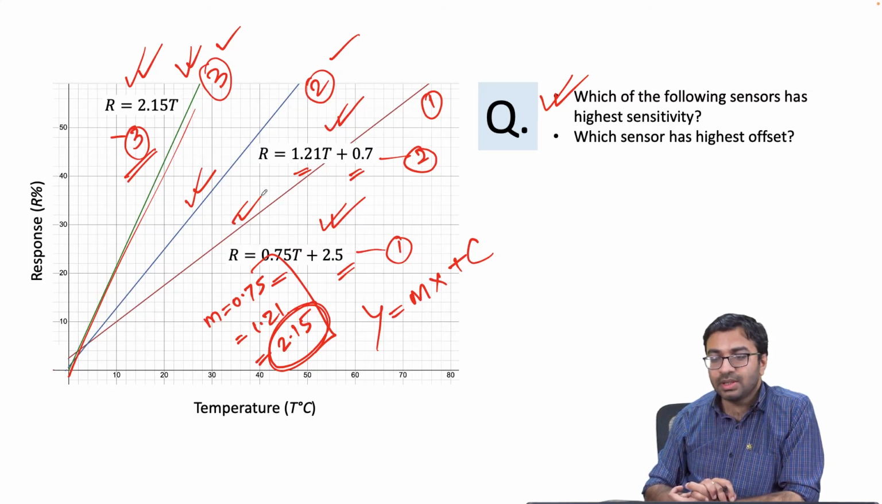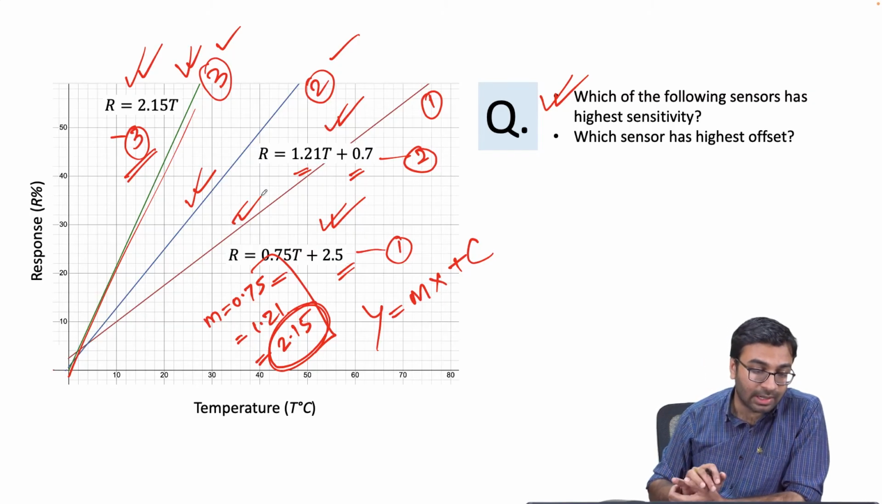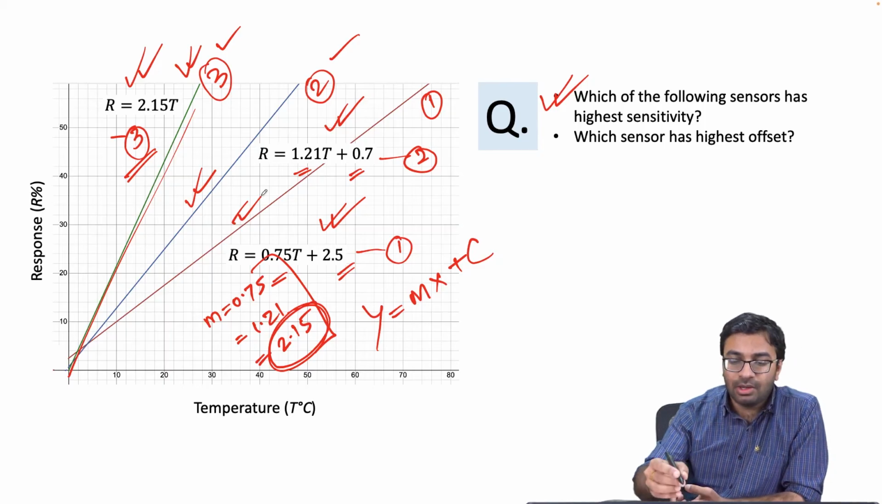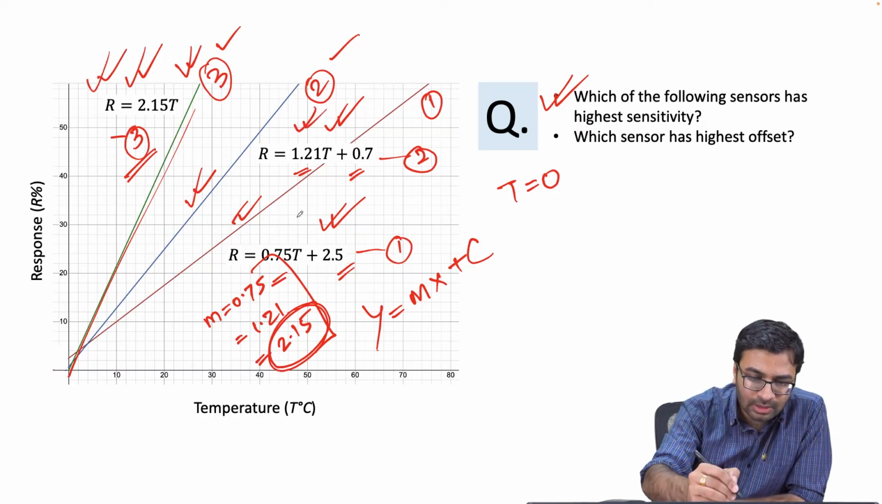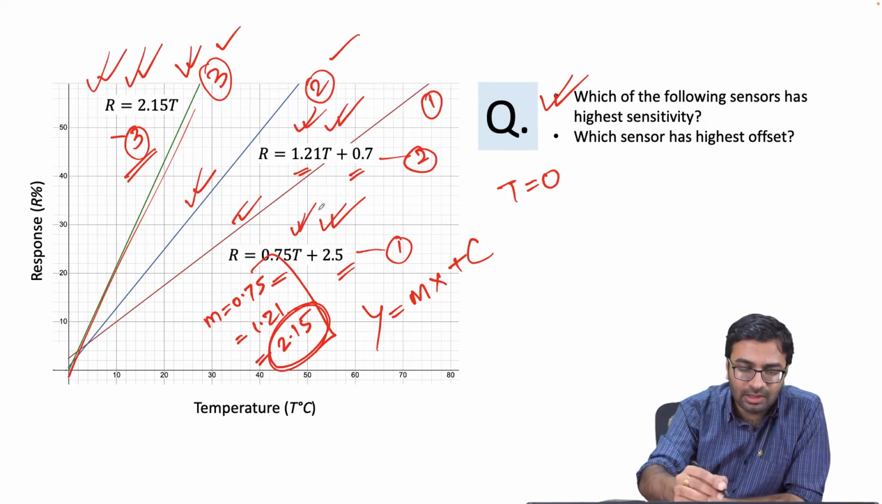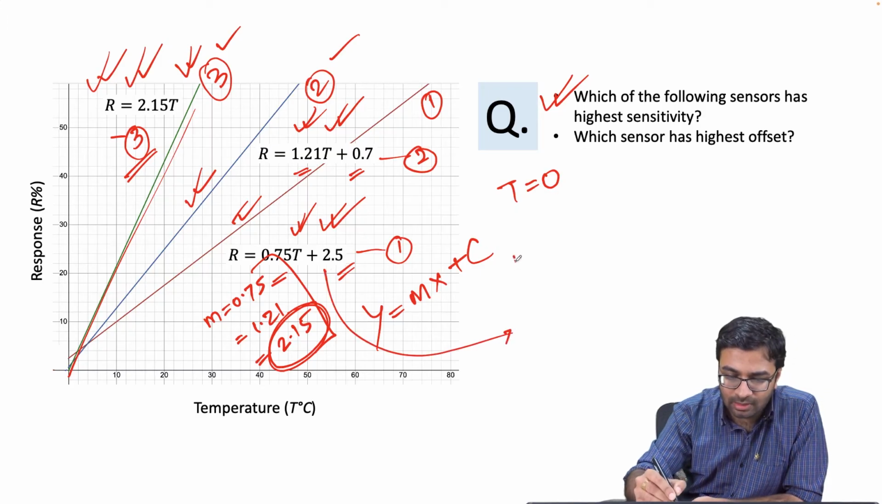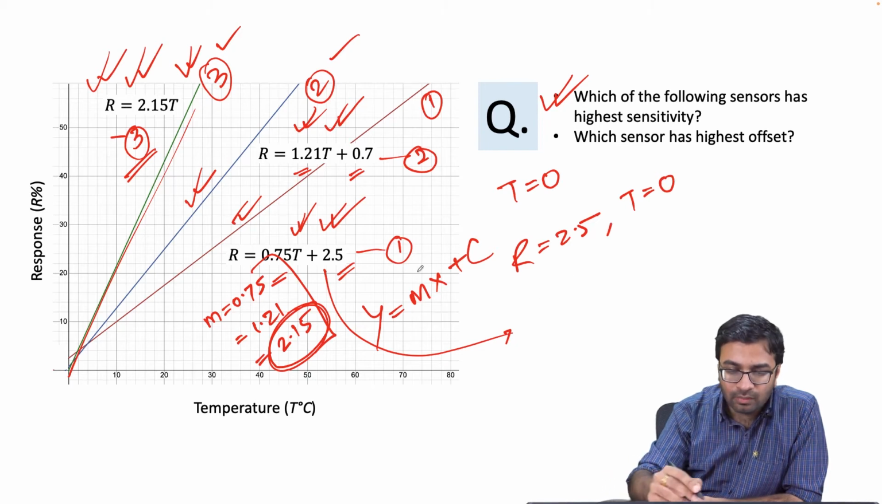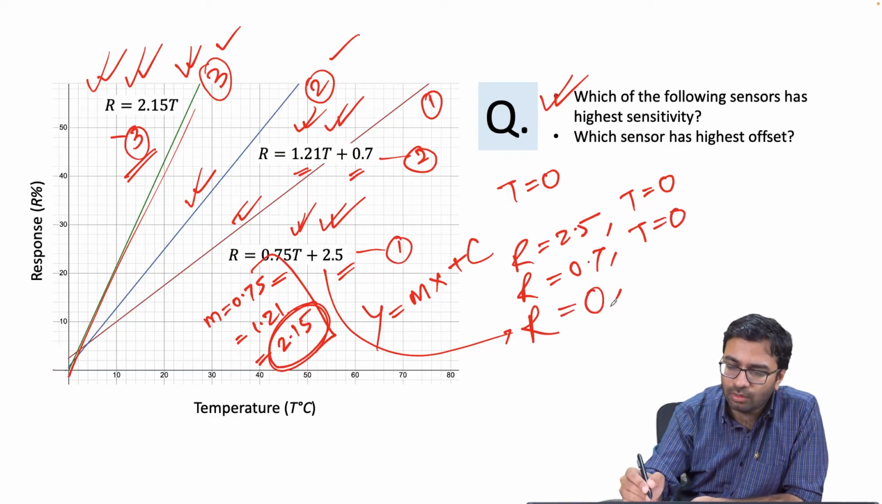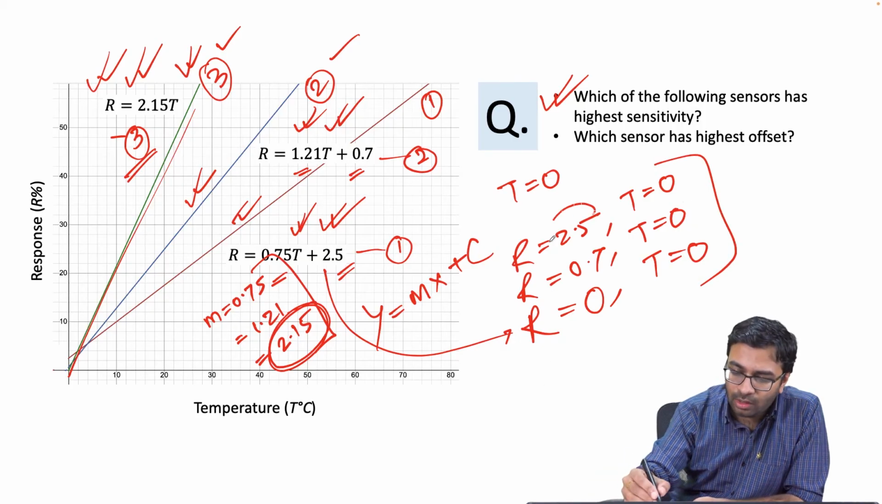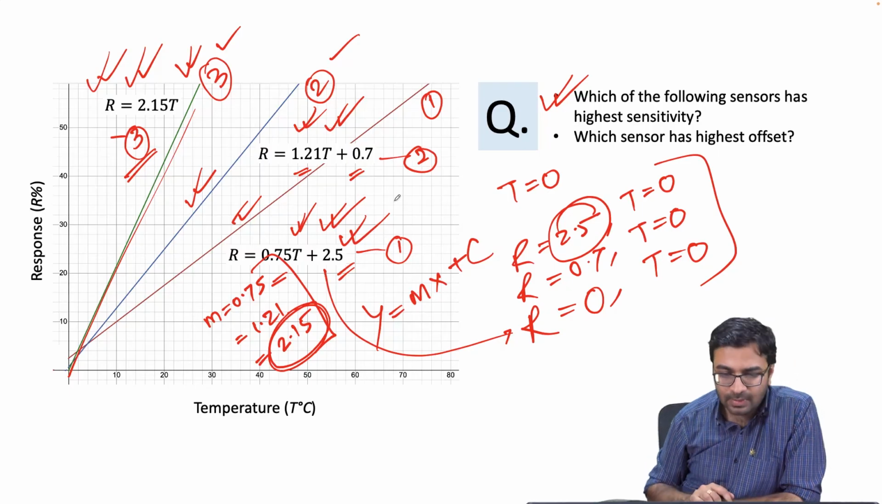The next question is, which sensor has highest offset? So again, to check the offset, what you do is you put t equal to 0 in all three equations, and then you will see in case of first sensor, the R is equal to 2.5 for t equal to 0. For the second equation, R is equal to 0.7 for t equal to 0. For third equation, R is equal to 0 for t equal to 0. That means the offset is highest for the first sensor.